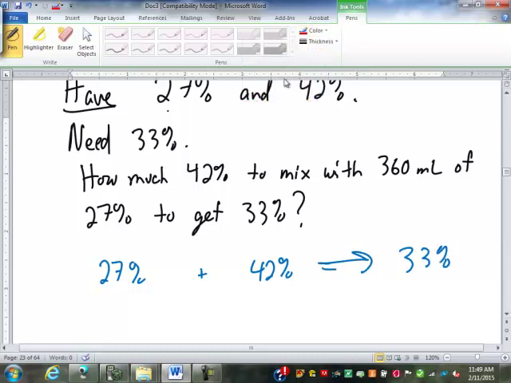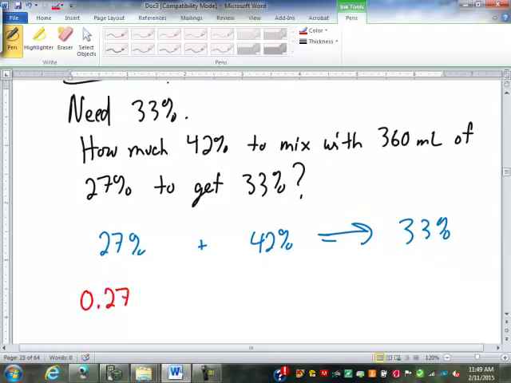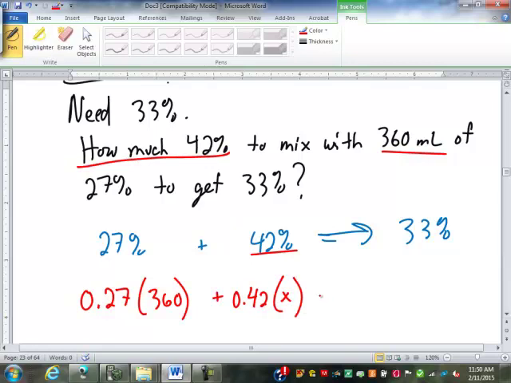The amount of medication in the 27% is 0.27. We have a volume of 360 milliliters. Medication in the 42%, concentration of 0.42. The volume there is what we're looking for. That's going to give us our final concentration of 0.33, and the final volume, like before, we add together the other two ingredients, so 360 plus x. Again, if you didn't catch it, we're just adding this number and that number. The volume of the 27% plus the volume of the 42% gives us the total volume of the 33%.